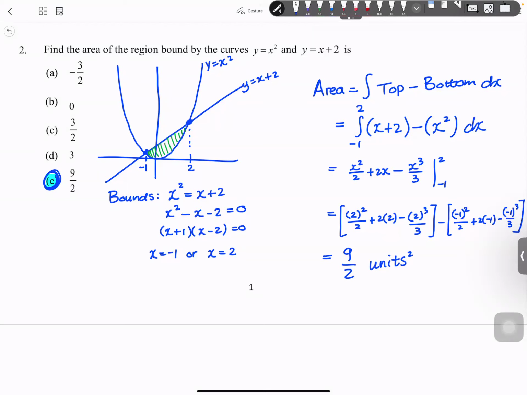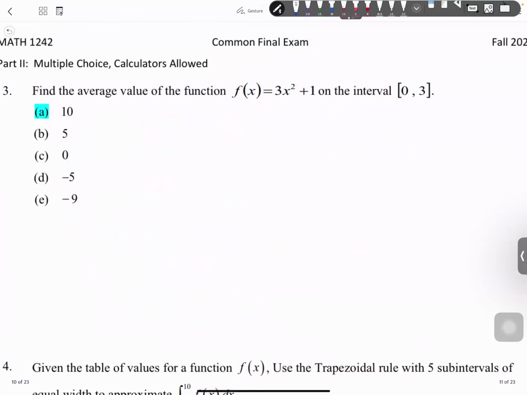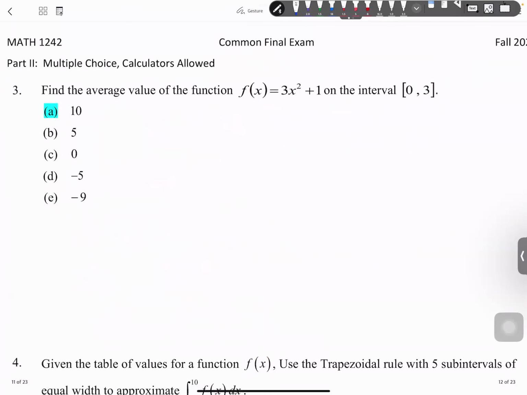All right, everybody good? Okay. Problem number 3 says, find the average value of the function f of x equals 3x squared plus 1 on the interval from 0 to 3.